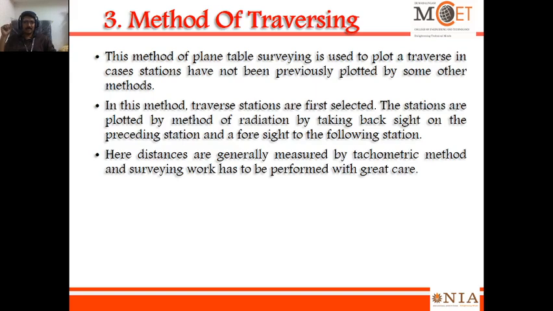In this method, traverse stations are first selected. The stations are plotted by the method of radiation, by taking a backsight on the preceding station and a foresight to the following station. Here distances are generally measured by tachometric principles. Since it can be done for a huge area, the tachometric principles will be applied. What is this tachometric principle? We will discuss how the distance is measured in the fourth unit of surveying, right? And surveying work has to be performed with great care since we require accuracy, right?